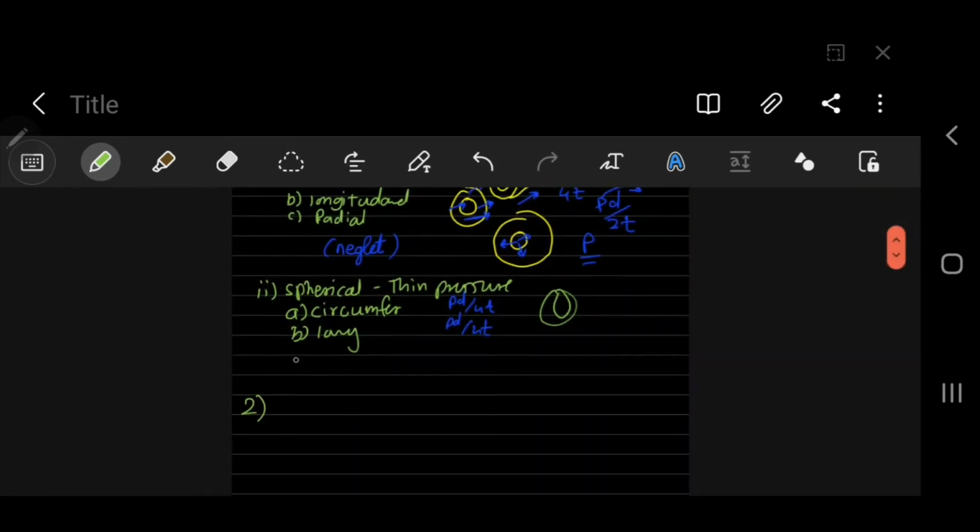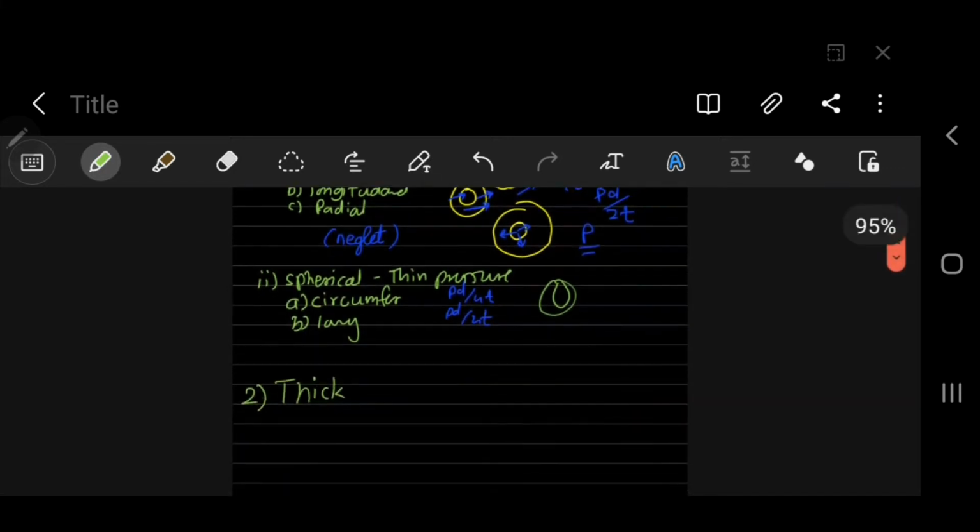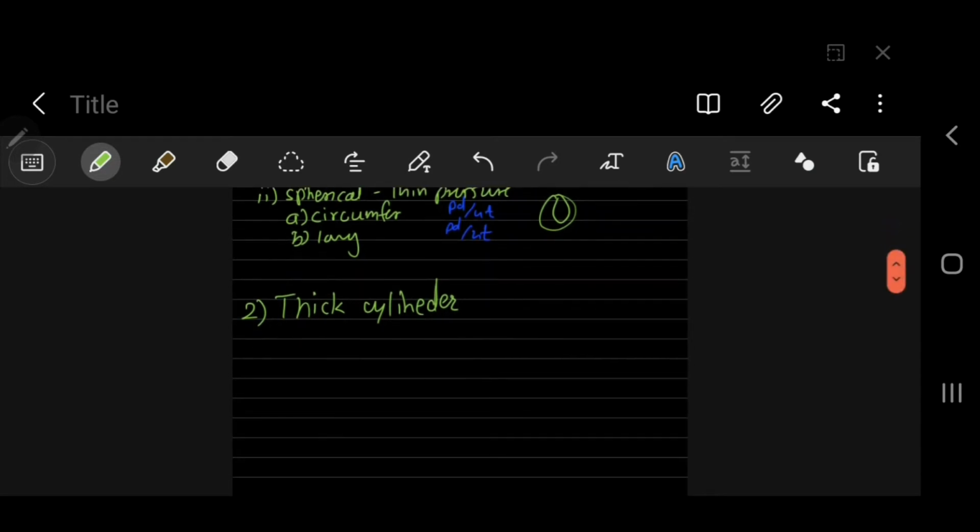Okay, thick cylinder. So for thick cylinder we have two special cases. In case 1 we consider the vessel is subjected to only internal pressure, and in the other case we consider it is subjected to both internal as well as external pressure.